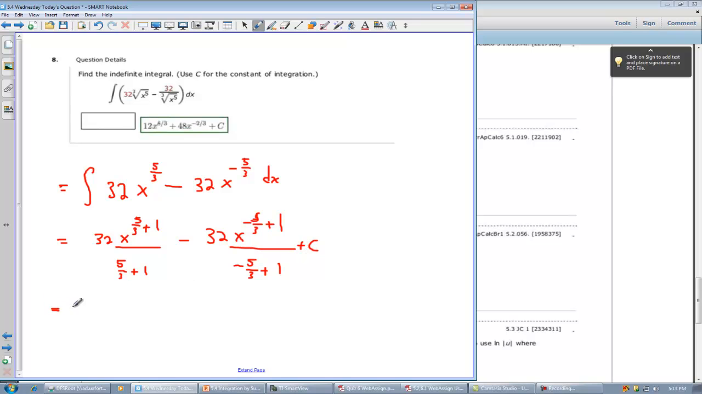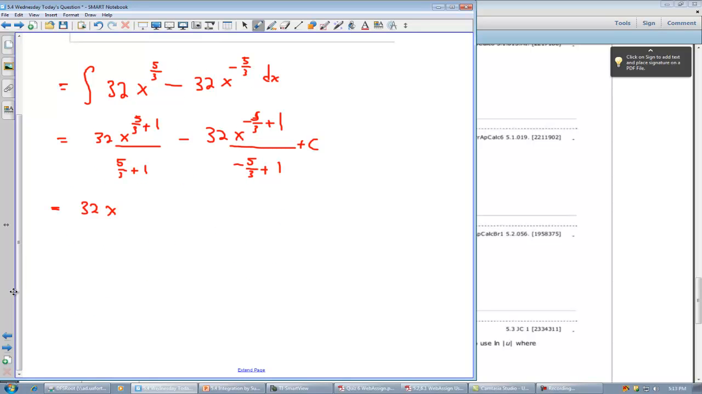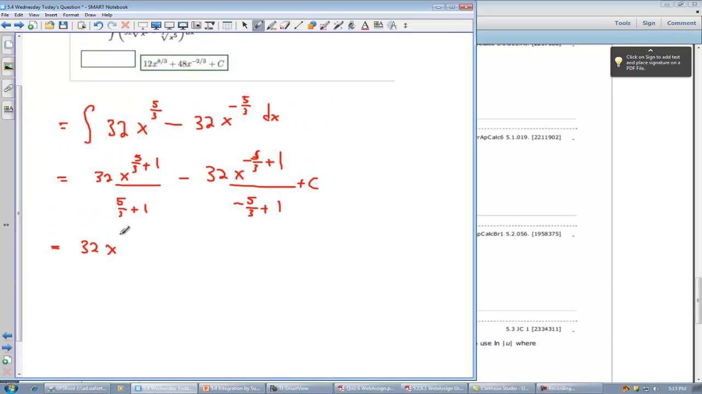All right, so now I do the arithmetic. So I have 32 x to the what? Well, 5/3 plus 1, right? 5/3 plus 1 is like 5/3 plus 3 over 3, so this is 8/3. Right, divided by 8/3 minus 32 x to the, this is minus 5/3 plus a 3 over 3, so that's minus 2/3. Right, divided by minus 2/3 plus c.